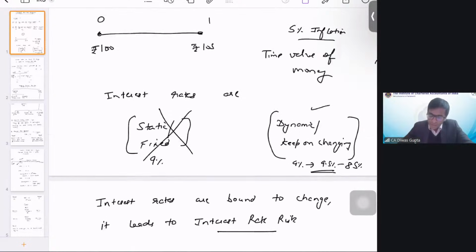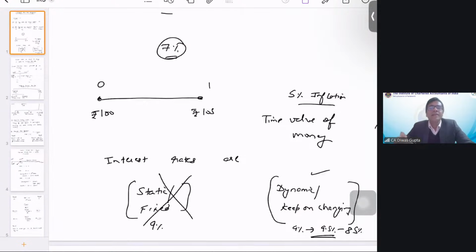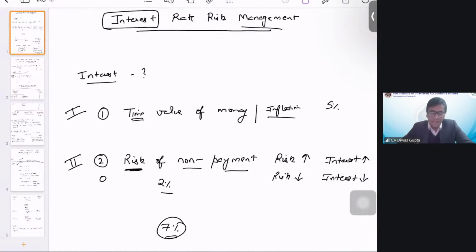Because of these changes in interest rates, it leads to interest rate risk. What is interest rate risk, students? Interest rate risk is the risk of change in your assets or liabilities base, or we can say the net interest income. We will come to what is meant by net interest income. If the interest rate changes, it leads to changes in the numbers that you report in your balance sheet and P&L. That is why interest rate risk arises.